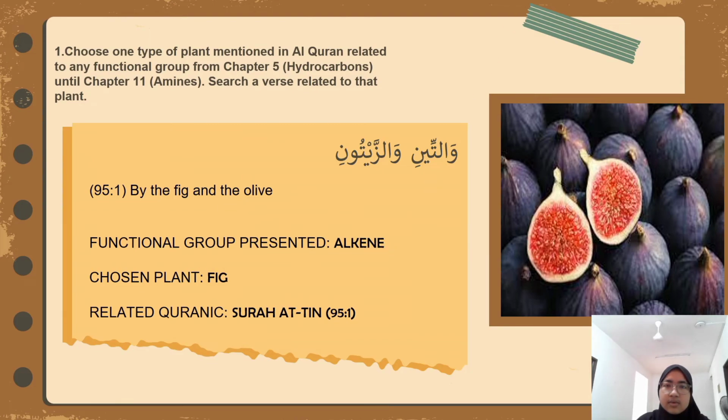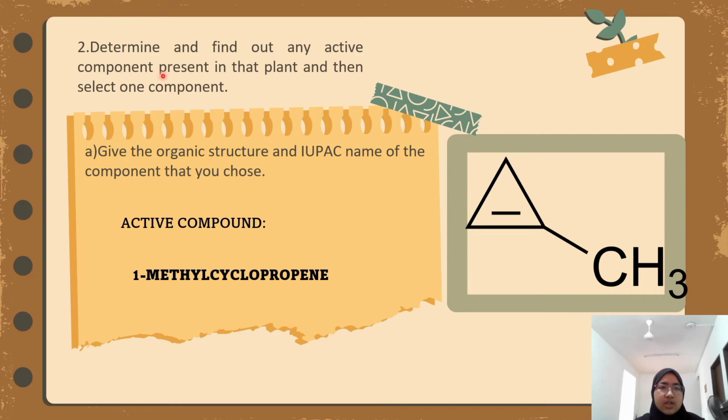the functional group present is alkene. Okay, for question 2, determine and find out any active component present in that plant and then select one component. A, give the organic structure and IUPAC name of the component that you choose. Okay, so we choose 1-methylcyclopropene, and this is the organic structure.